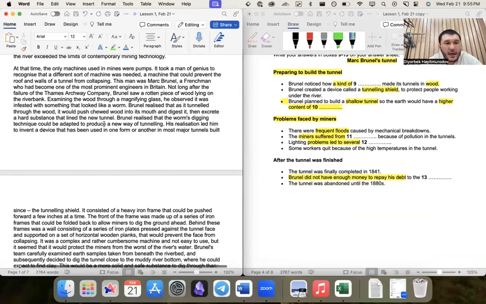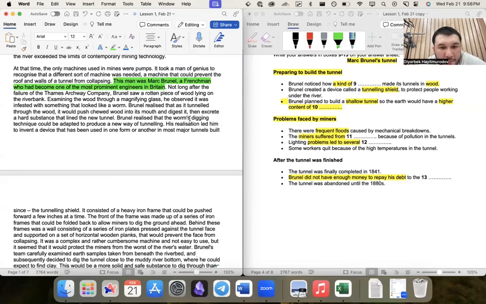Now I can continue. At that time, the only machines used in mines were pumps. It took men of genius, but the nasosdan foydalangan ekan. It took a man of genius to recognize that a different sort of machine was needed. This genius guy said, we need different kind of machine. Machine that could prevent the roof and walls of a tunnel from collapsing. This man was Marc Brunel, a Frenchman who had become the most prominent engineers in Britain. All right, this Frenchman was really famous, apparently.